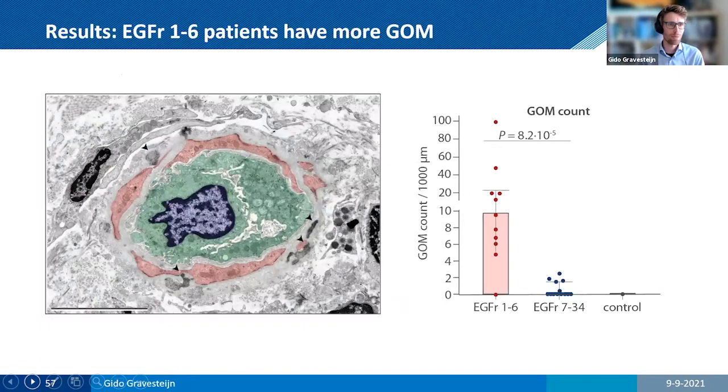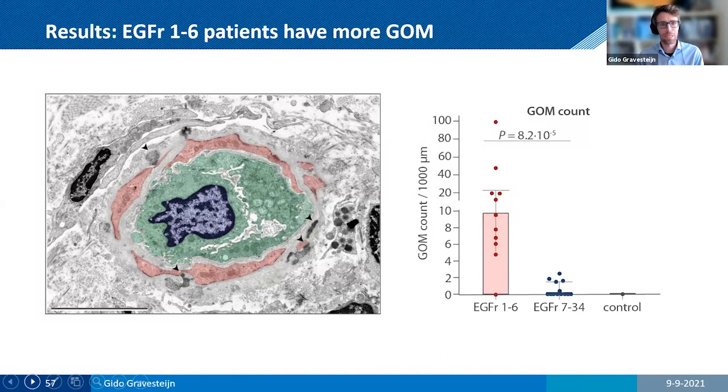And there, basically, we found the same results. We found very high GOM counts in the 1 to 6 patients compared to the 7 to 34 patients. Although still there is quite a large variability, even with a couple of patients having no GOM at all in the 7 to 34 group.